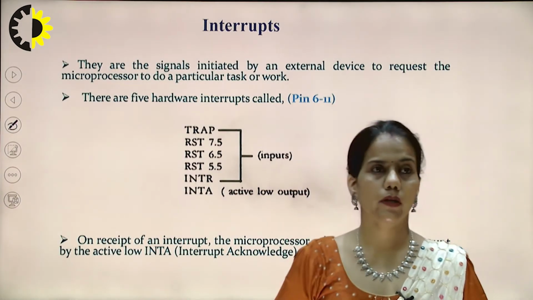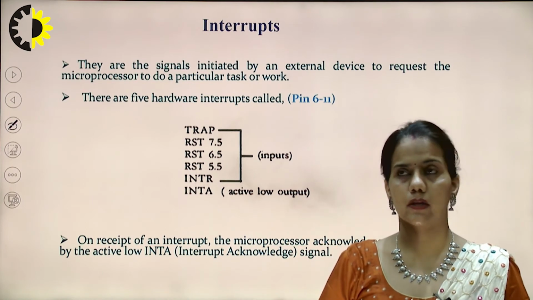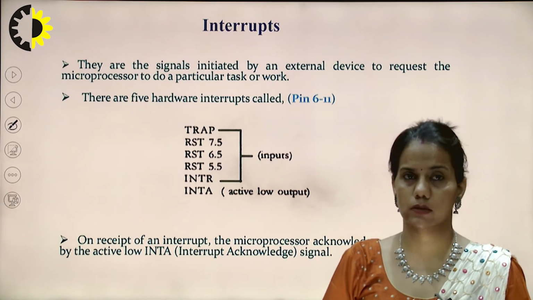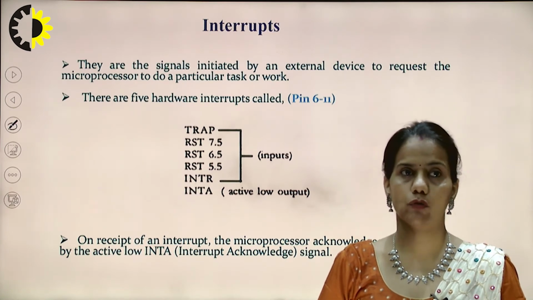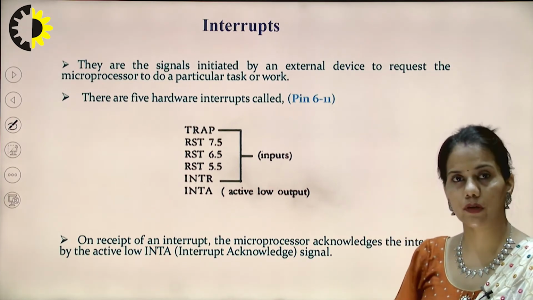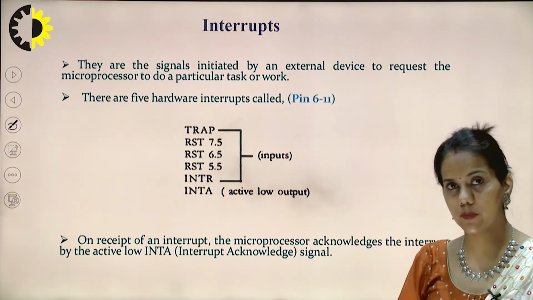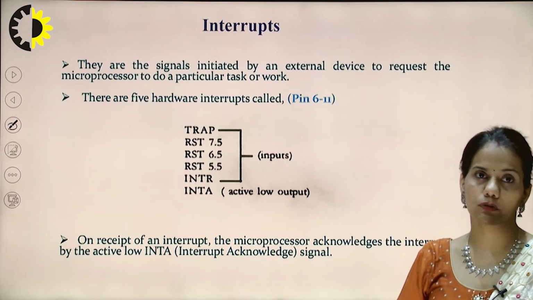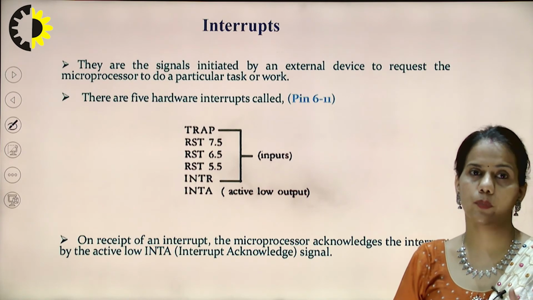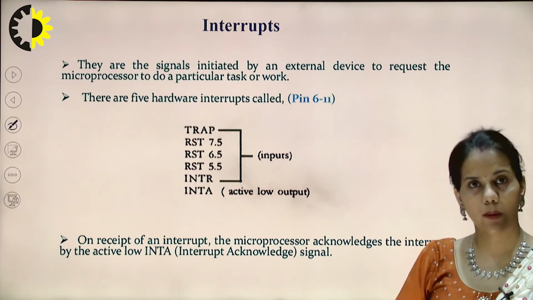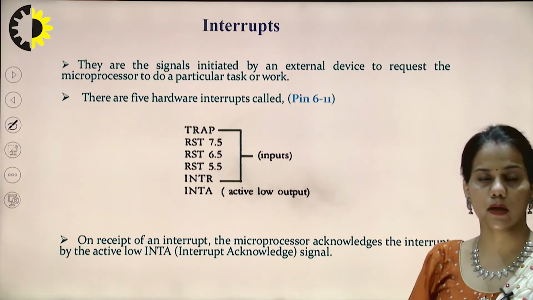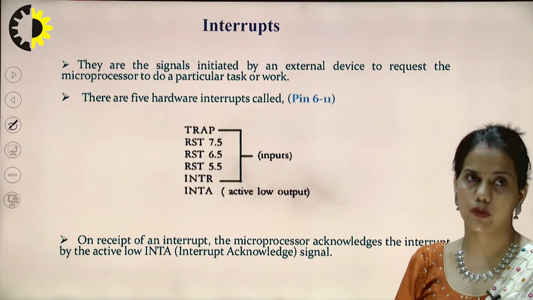When we talk about the interrupts, these are the signals initiated by an external device to request the microprocessor to do a particular task, or we can say it will change the flow of program control. So there are basically two types of interrupts, the hardware interrupts and software interrupts. Interrupts obtained through the hardware pins are known as hardware interrupts, and interrupts operated using programming are known as software interrupts. Since we are discussing the pin diagram, here I will discuss the hardware interrupts.